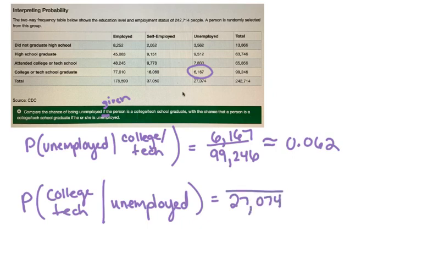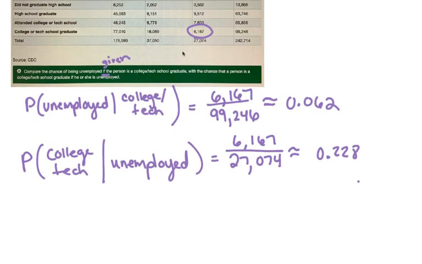27,074. And then I'm looking for the number of college tech people in that unemployed group. So come down here, unemployed. So I'm still looking at their intersection. So 6,160. And then I'm going to plug that into my calculator. And I get approximately 0.228.